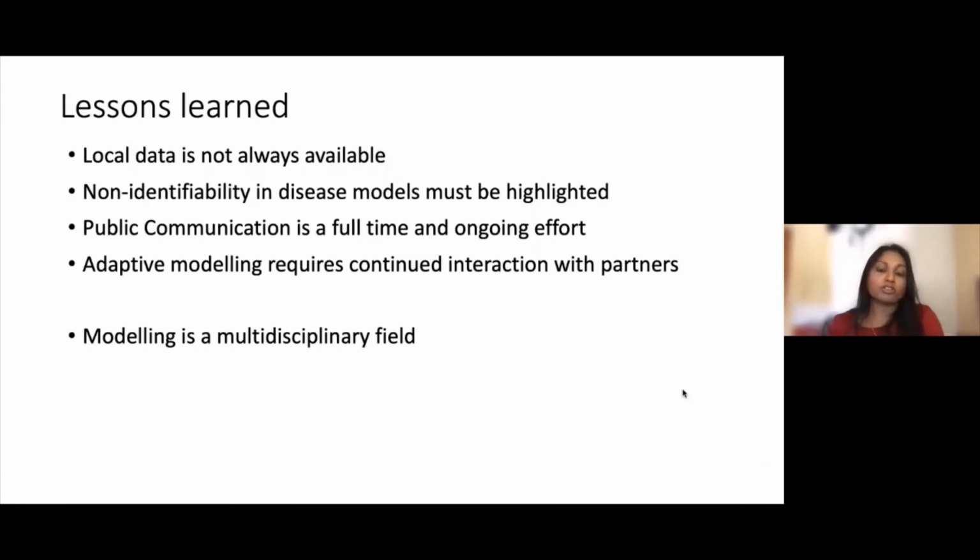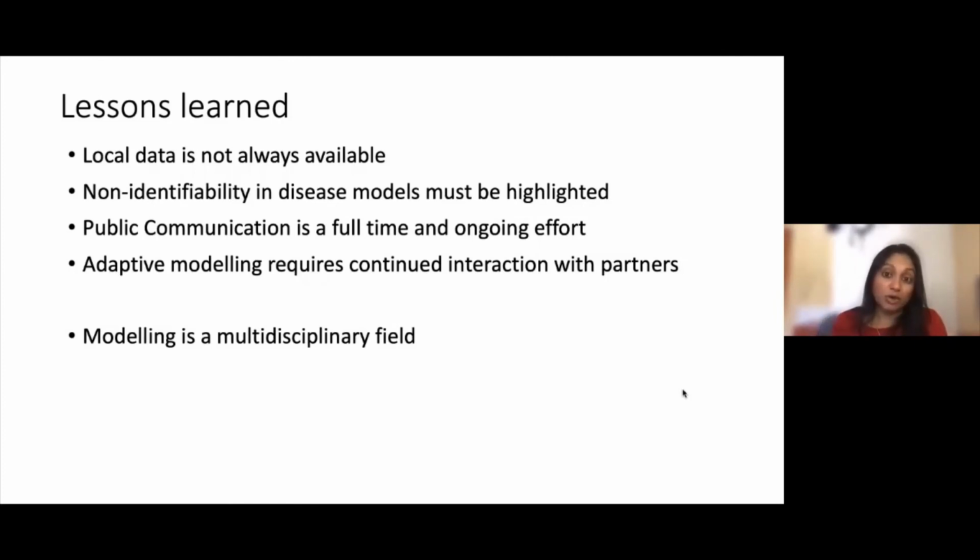So to end off, just reflecting on a few lessons that we've learned throughout this epidemic, the first is that local data is not always available. And if it isn't, we need to make a plan as modelers, perhaps looking to borrow from the experience of other countries, but at the same time, remembering the context of one's own setting and communicating it effectively.